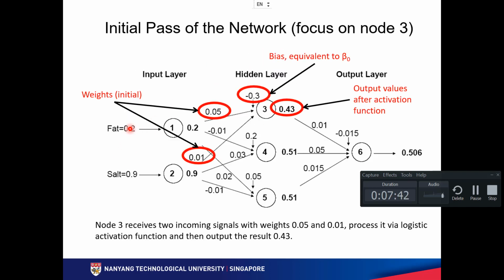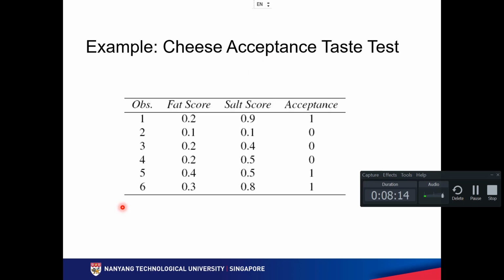So this is 0.2, 0.9 going in, multiplied by all the weights. Okay, and then after that, you have this summation. Then after that, you have the output, which is 0.43. So at this stage, this is 0.51, this is 0.51. You multiply this further, then with the bias, you have 0.506. So 0.506, but your desired outcome is 1.